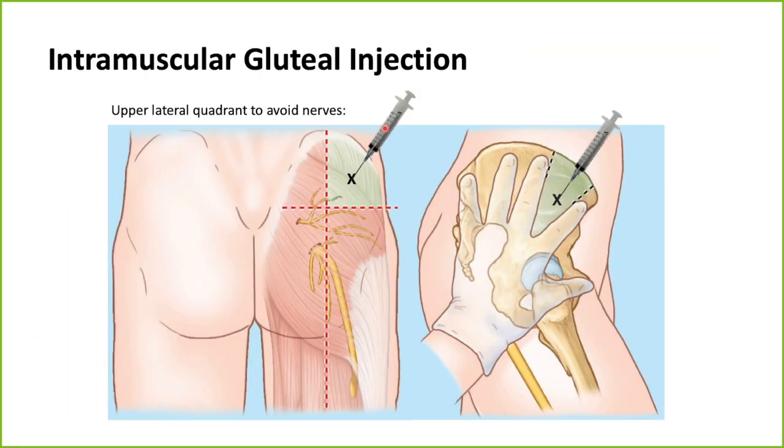Okay. So this is a fun fact. If somebody were to give an intramuscular gluteal injection, you want to make sure that you're missing the sciatic nerve and the other nerves, so you need to give it in the upper lateral quadrant. So you miss those nerves and don't send the patient through the roof in pain.